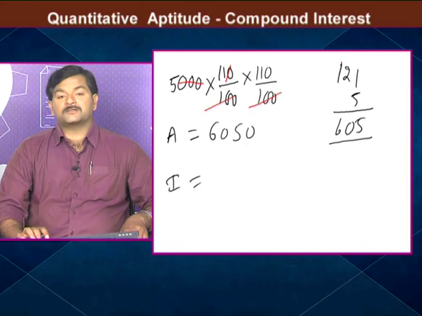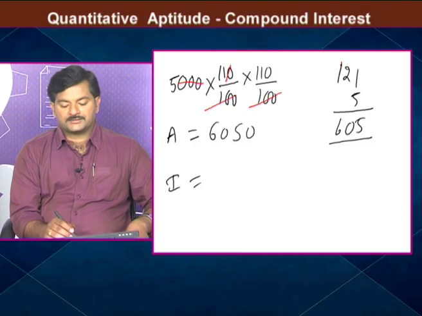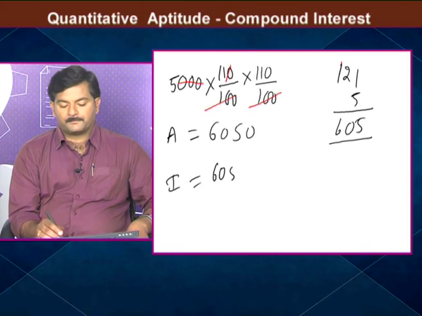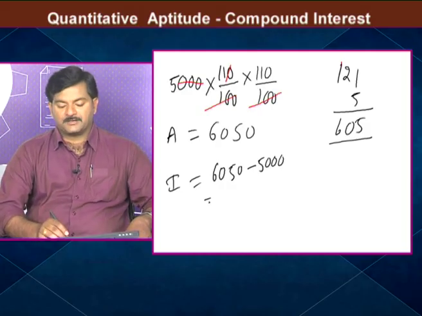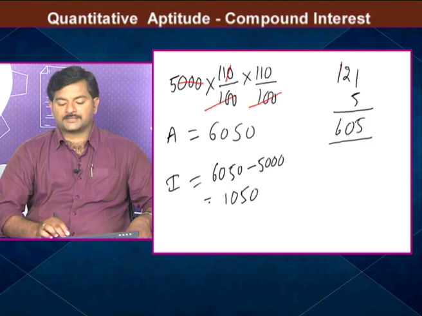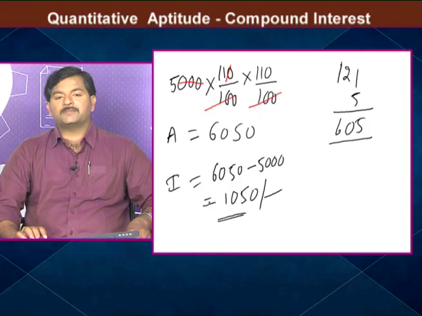But what did he ask to find? He asked to find out compound interest, not the amount. So amount minus principal. What am I getting? 6050 minus 5000. Hence our answer is 1050 rupees. I repeat this concept.